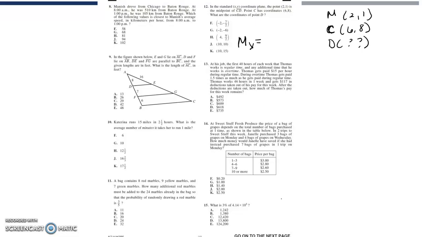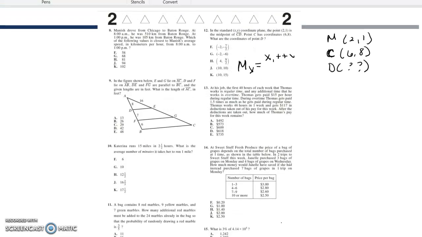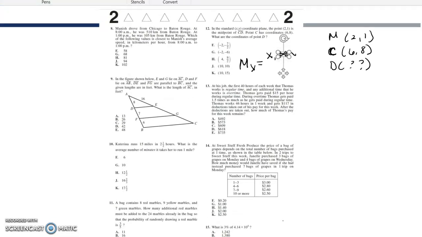M of x, your midpoint of x, is x1 plus x2 divided by 2, and then there's a comma there because we need to know our y as well. So I'm going to come down here and write my y part. My y equals y1 plus y2 divided by 2. So this is going to be a point, right? We need to fill in what we know.